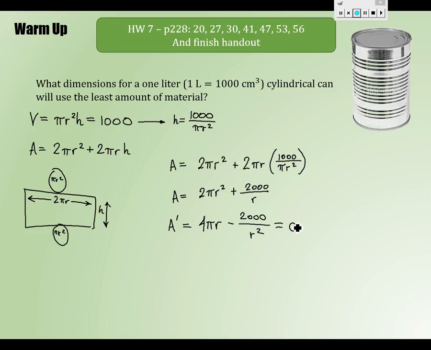We also, I guess, technically should consider r equals 0 because that's a place where the derivative is undefined. But in the context of the problem, I think r equals 0 is not the solution we're looking for. So I think we can safely ignore that particular critical value. But we will set this equal to 0 and look for a place where this is 0.